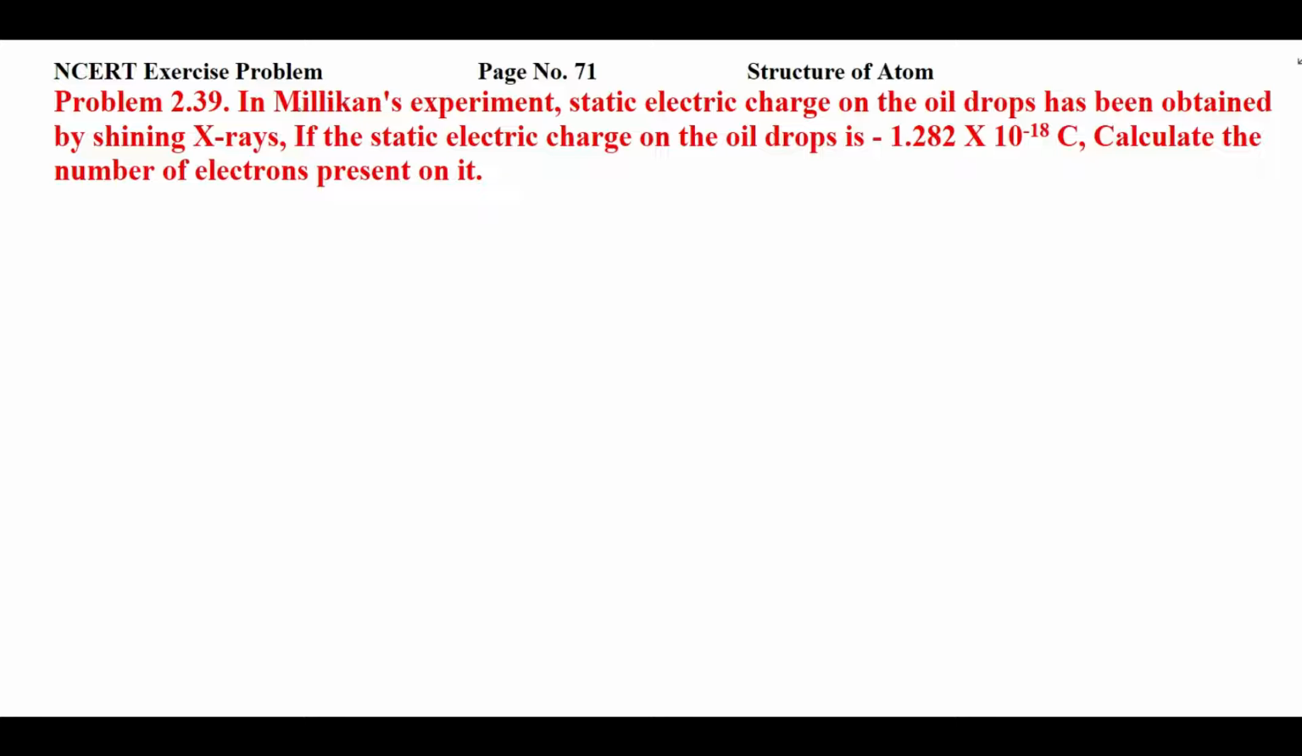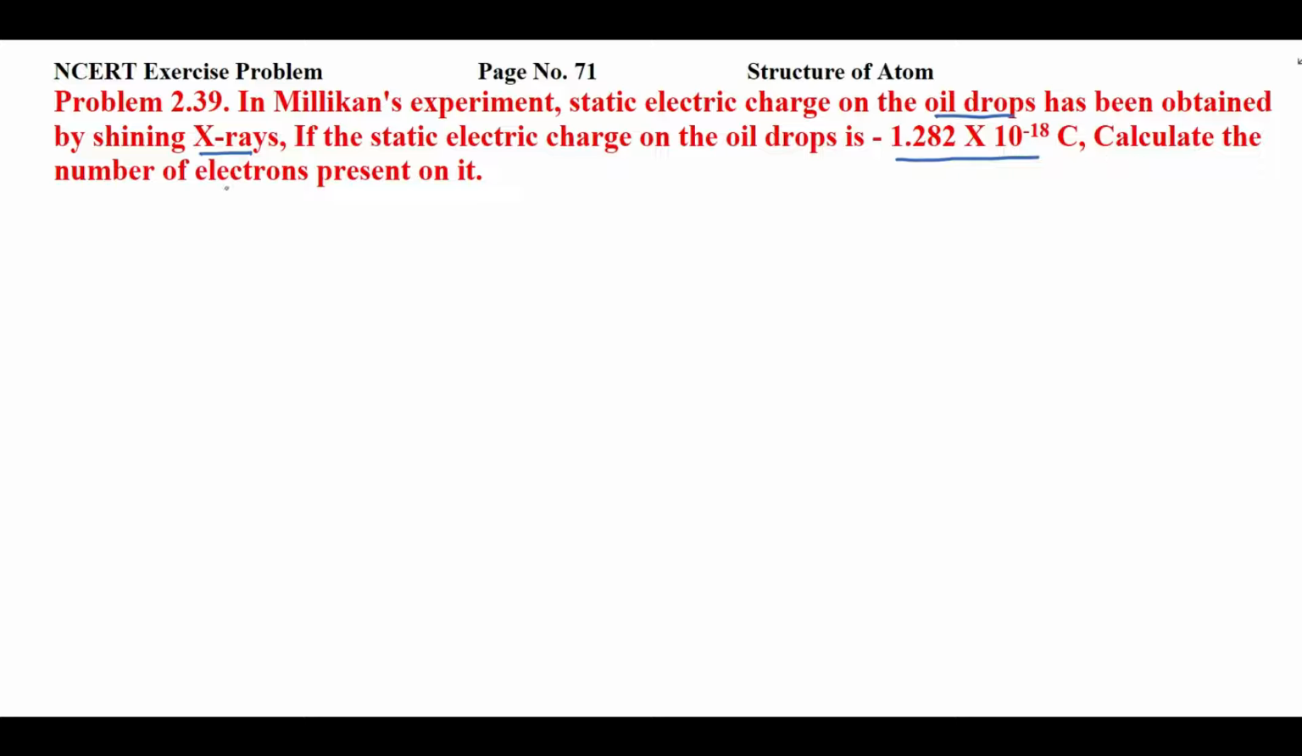So there is an experiment, that is Millikan's experiment. And here on the oil drops we are having a static electric charge. That means a temporary charge exists due to the imbalancing of positive and negative charge. Okay, so what you have done, you have simply struck X-rays on the oil drop, due to which static electric charge on the oil drop appears equal to minus 1.282 into 10 raised to power minus 18 coulomb.